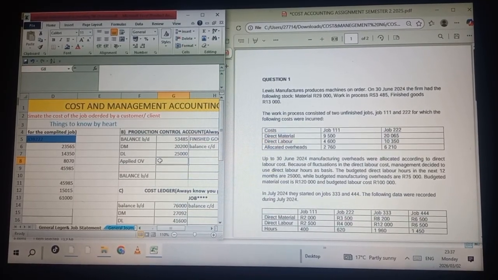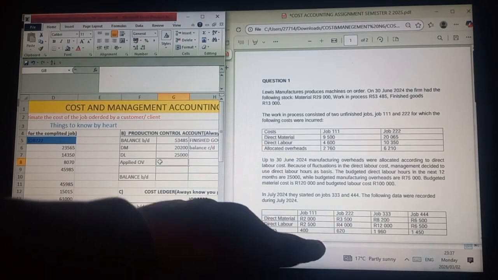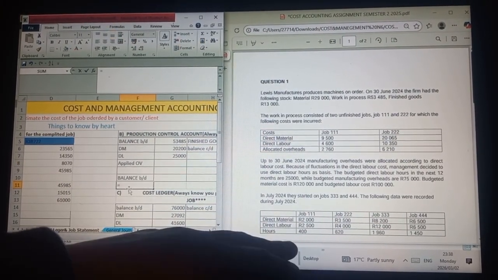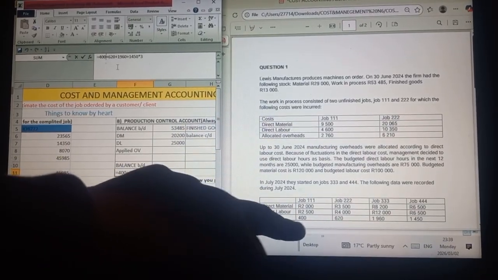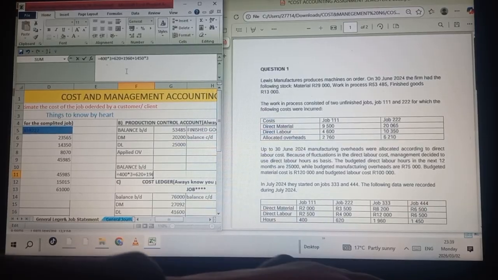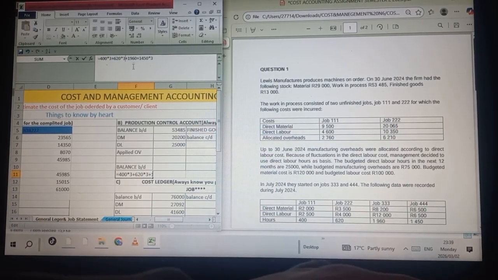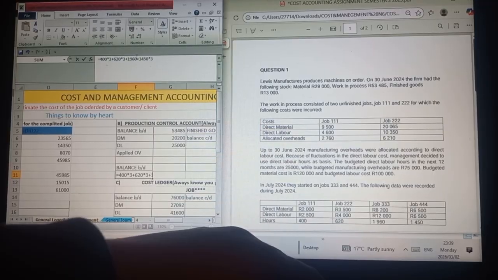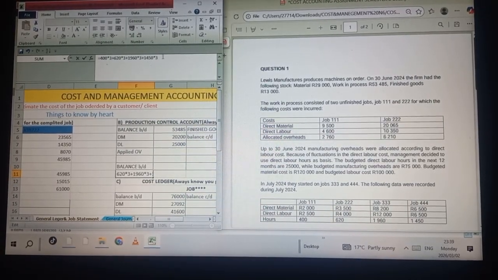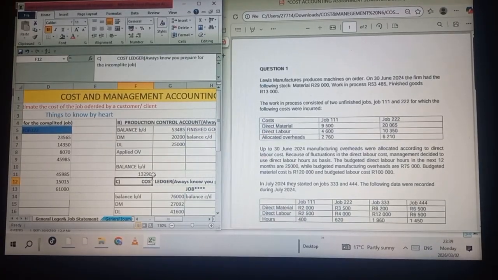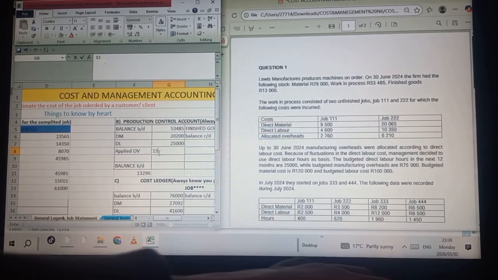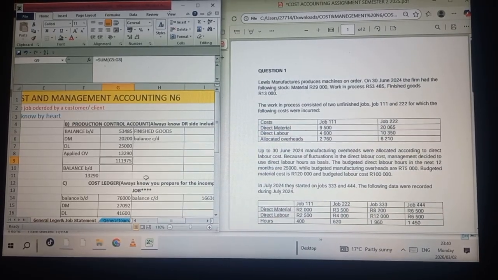And then you have applied overheads, guys. To make your work easy, you can just say equals to, and then add all your total hours: 400 hours times 3 plus 320 times 3 plus 1,960 times 3 and also plus 1,450 times 3. And then you get your amount of 13,290. This is the total.